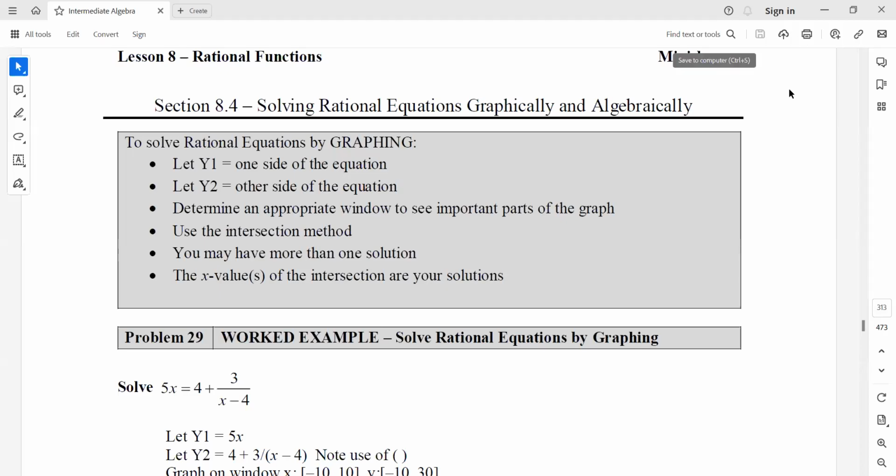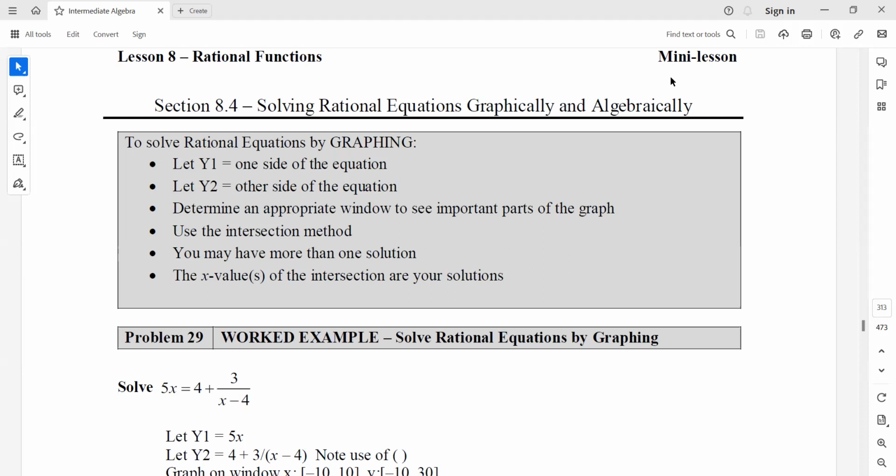Hello everyone. So in this lesson, I want to look at sections 8.1 to 8.6. 8.4 is solving radical equations graphically and algebraically.